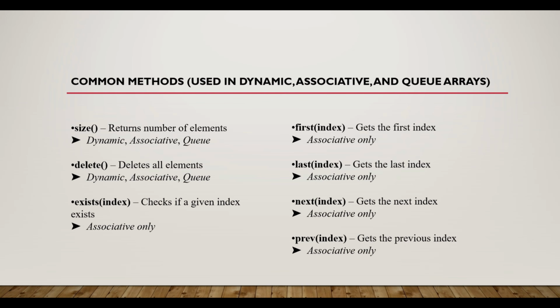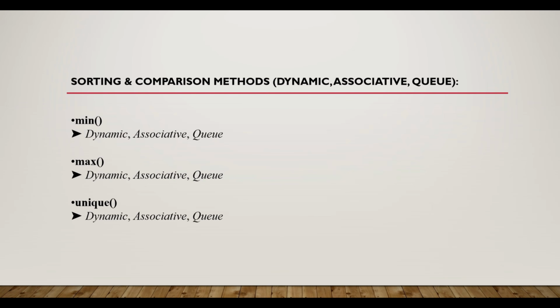The first method is used to get the first index, whereas the last method gets the last index. The next method gets the next index, and the previous method gets the previous index. These are all applicable for the associative array only. So for first, last and next, you can practice to see whether you are getting the expected result or not.